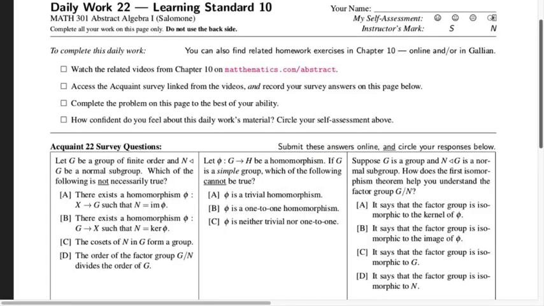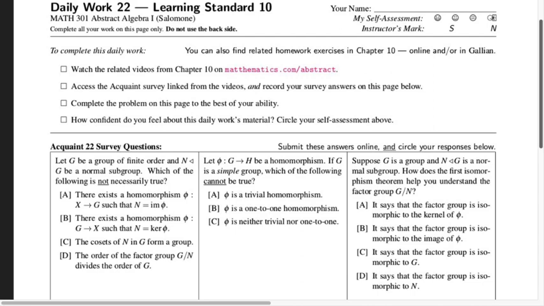Okay, great. So for the first problem, we have a group of finite order, and we have a normal subgroup N. Which of these things does not have to be true? There is a homomorphism into G whose image is N. There's a homomorphism out of G whose kernel is N. The cosets of N in G form a group, and the order of the factor group divides the order of G. Which one of these four things is not necessarily true?